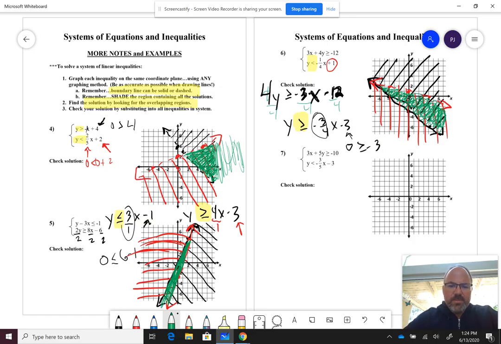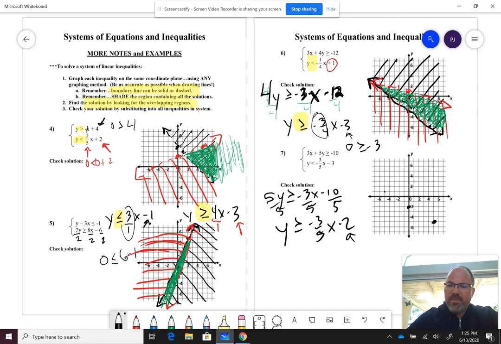All right, last one. Subtract 3x on both sides. So that's 5y greater than or equal to minus 3x minus 10. Divide by 5. Negative 3/5 x minus 2. We have a y-intercept at negative 2. We're going to go down 3 to the right 5. Or I'm going to do the opposite way and go up 3 to the left 5.